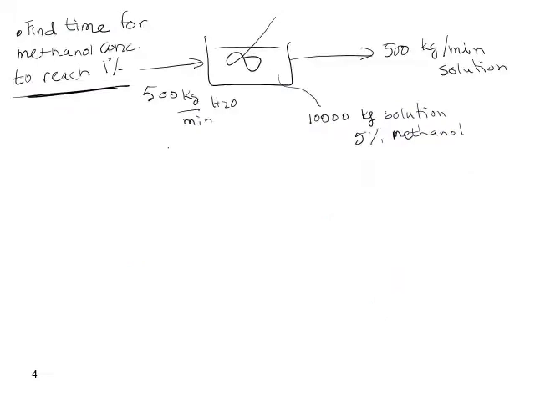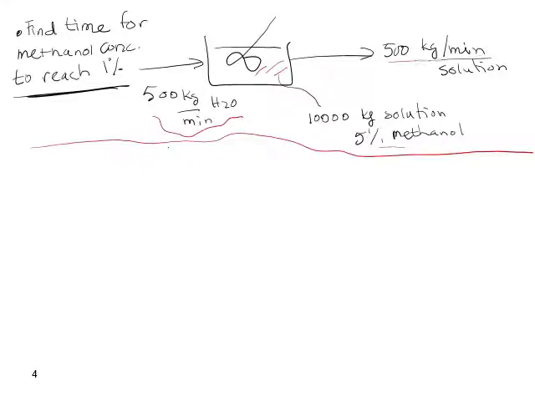Okay, so this is the summary of the problem, as you can see, where we have the 500 kilograms per minute of H2O. We have to start with 10,000 kilograms of solution, 5% methanol, and we are withdrawing 500 kilograms per minute of the solution, and we're asking for the time that this concentration will drop from 5% to 1%.